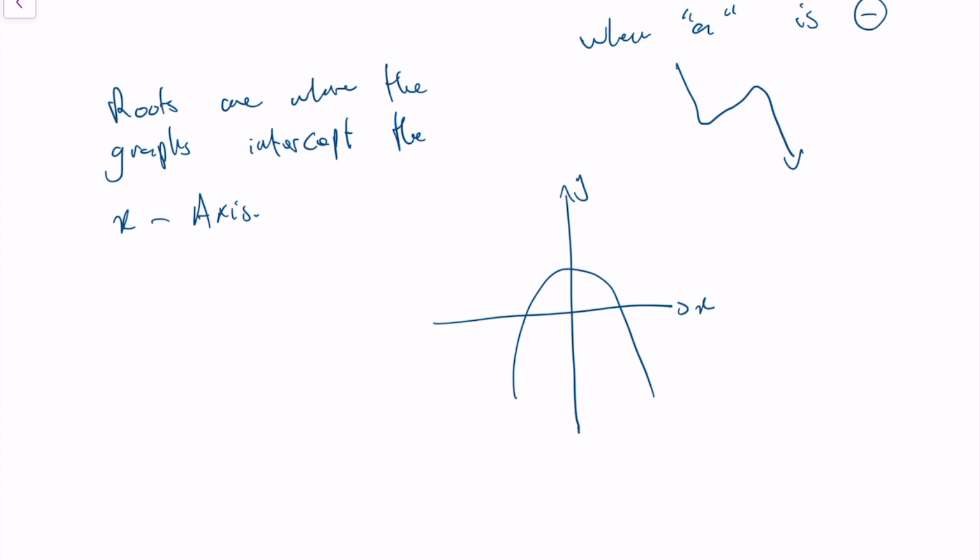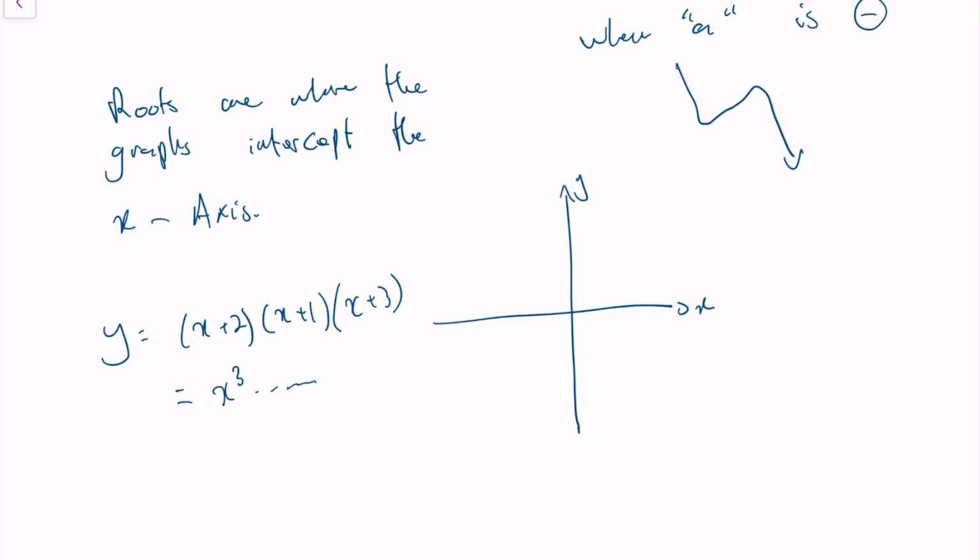If you understand coordinates properly and how a graph works, along the x-axis the value of y is constantly 0. So let's say I have the equation y equals, let's make it simple, x plus 2, x plus 1, and x plus 3. This is going to be a cubic equation. How do I know? Because when I expand this, the highest power I would possibly ever get is going to be x cubed something something something.